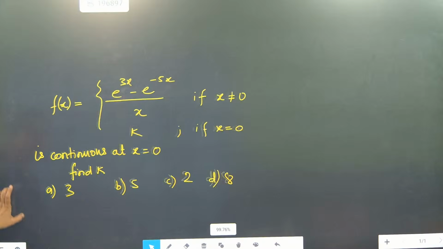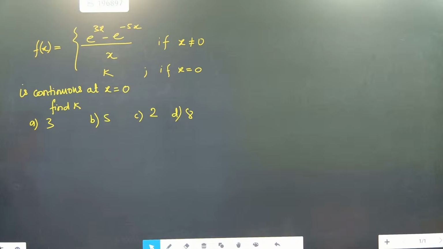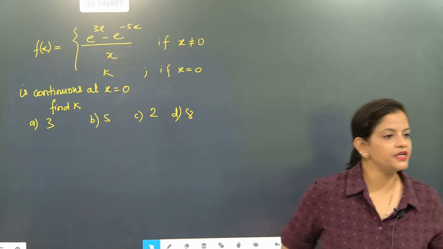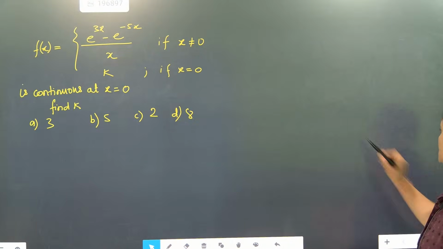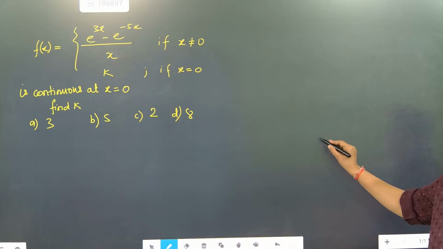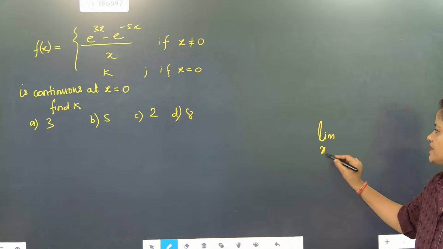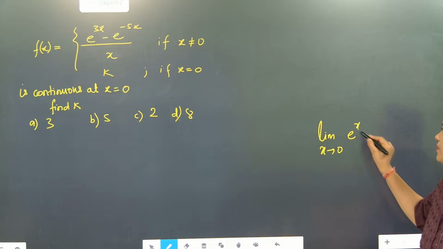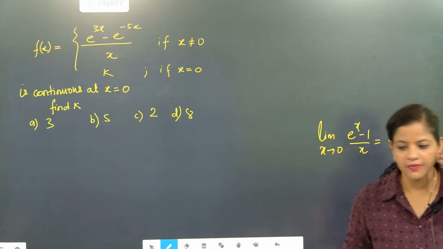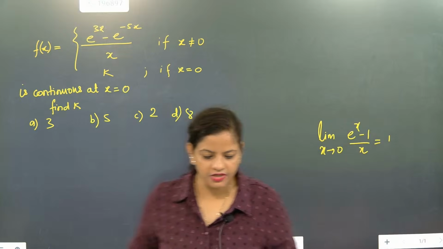One formula is needed here. Please understand, this formula, please check this one out. Limit x tends to 0, e to the power x minus 1 by x equal to 1. Some formulas of limit I am giving you again before examination.